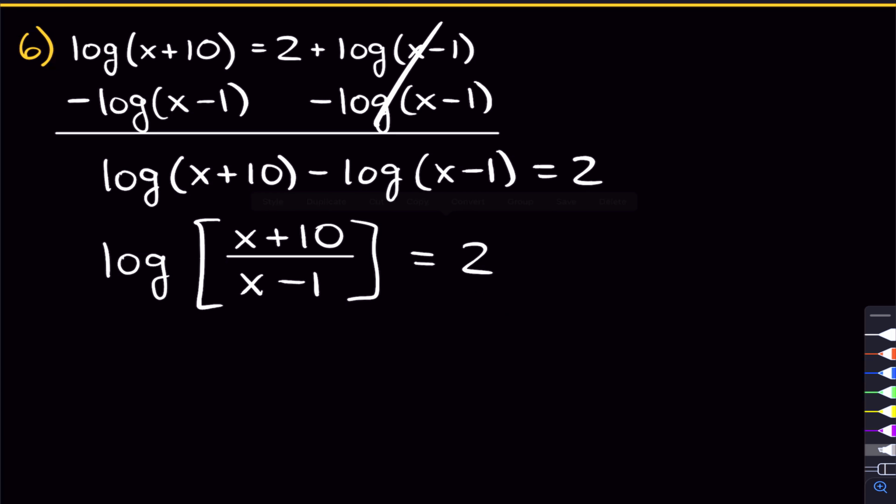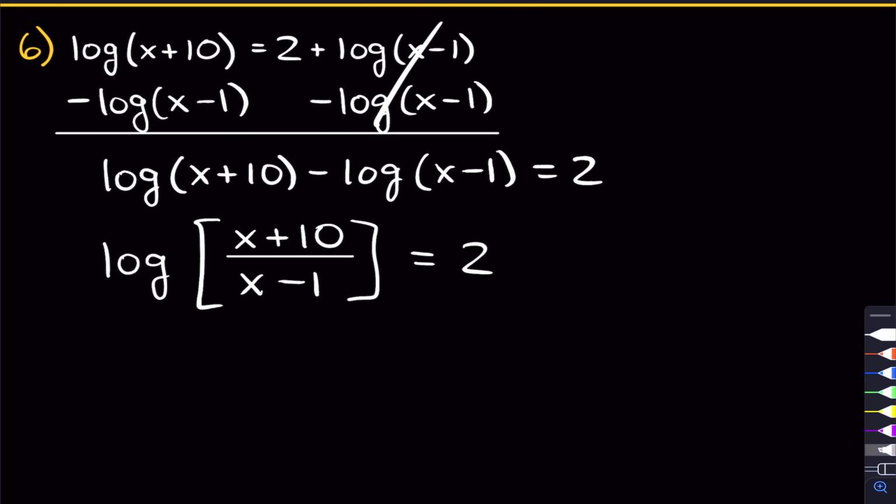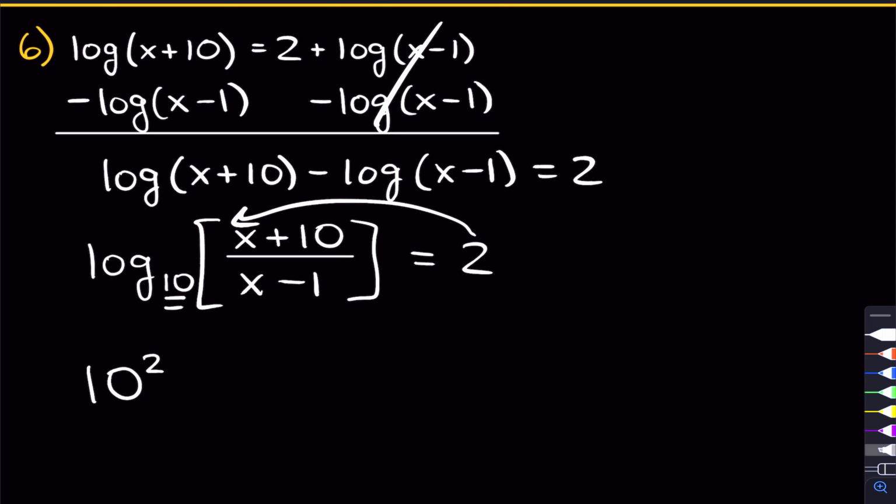And from here, we can evaluate this log. Now there's one issue here. This log doesn't have a base, does it? I mean, there's nothing here. And remember that when a log doesn't have a base, the base is 10. That's the default base for logs. And so now we have everything that we need to evaluate this. The 10 gets bigger. 2 goes over, it's the power on the 10. And the x plus 10 over x minus 1 goes over to the other side.